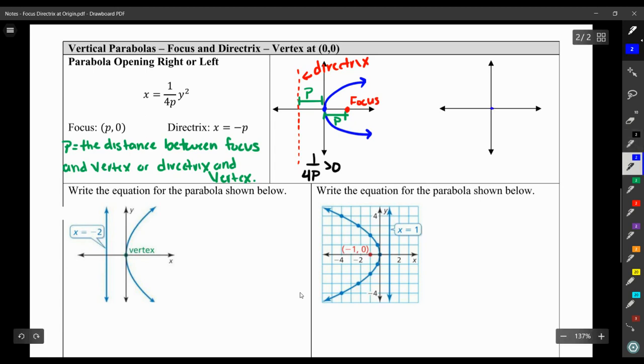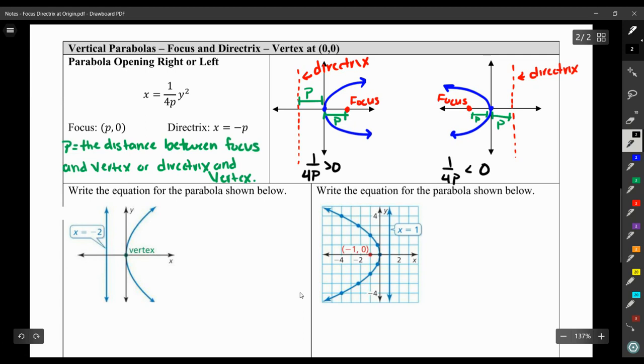And now for a left opening parabola, starting at 0, 0, it opens up left, so the focus is always inside, so this may be the focus. And again, the directrix is outside, perpendicular to the axis of symmetry, so this would be the directrix. And the p-value is still from the vertex to the directrix or from the focus to the vertex. Either one of those is the value of p. And a left opening parabola happens when 1 over 4p is less than 0.